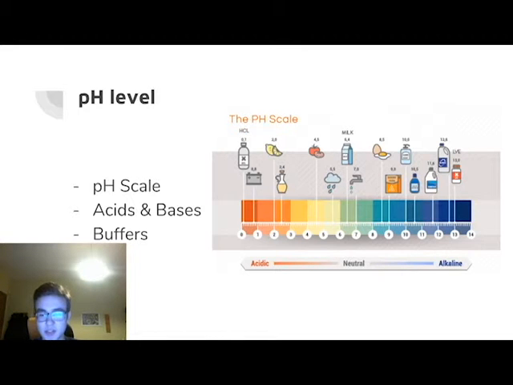Buffers are weak acids and bases in our body that react with stronger acids and bases in order to keep our blood's pH level between 6.5 and 7.5, so that it is neither too basic nor too acidic for us.